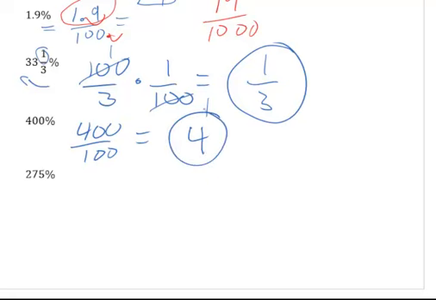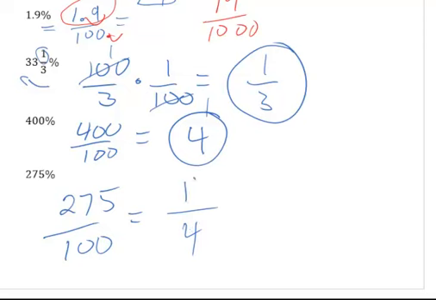And the next one here is 275%. So 275 over 100. I'm going to go ahead and divide them both by 25. So I'm going to think about that for a minute. If I had $1, how many quarters would I have? I'd have 4. If I had $2.75 and I had those in quarters, I would have had 11 quarters.